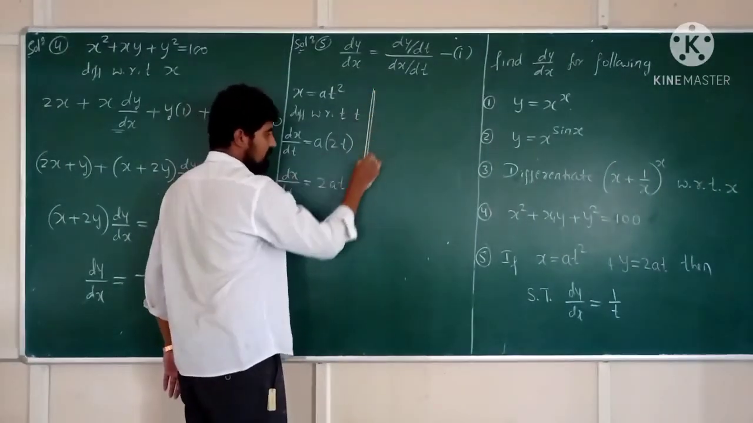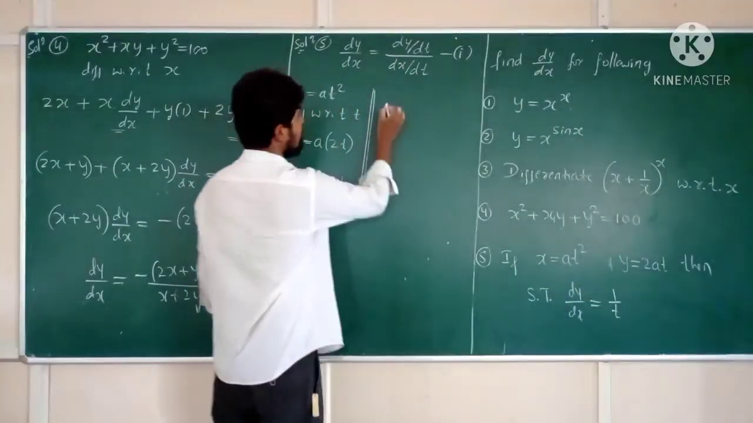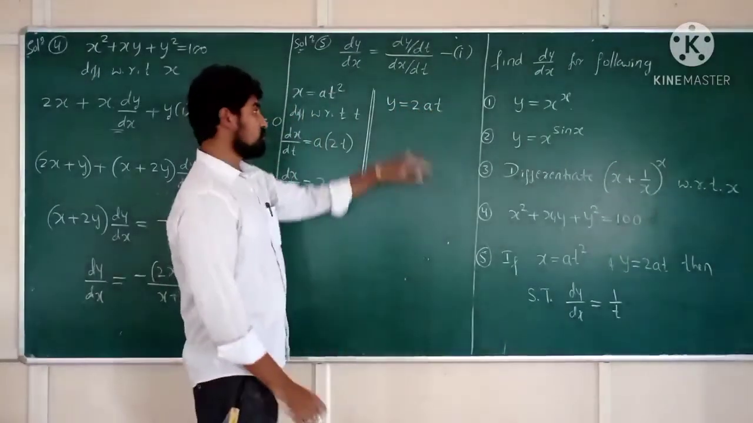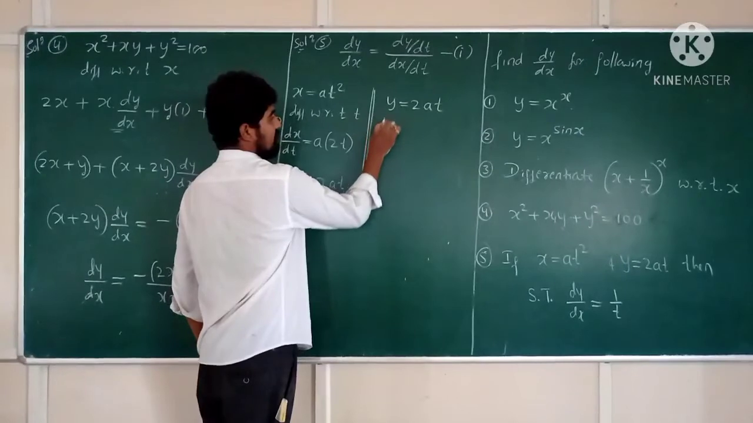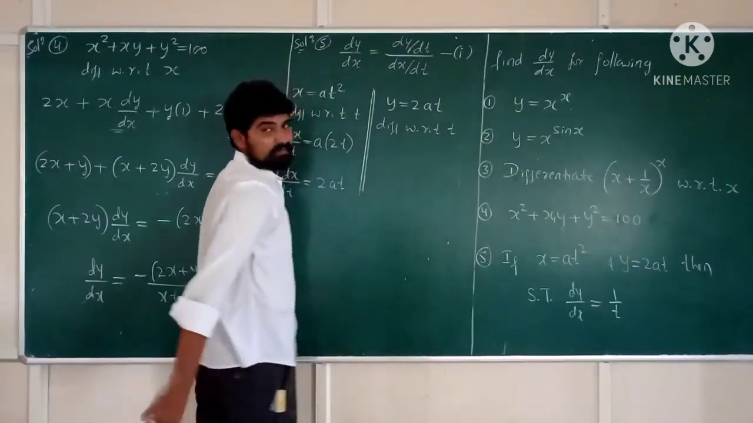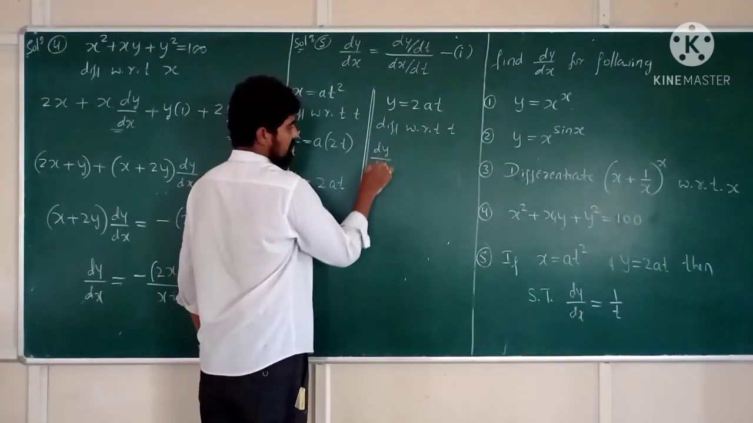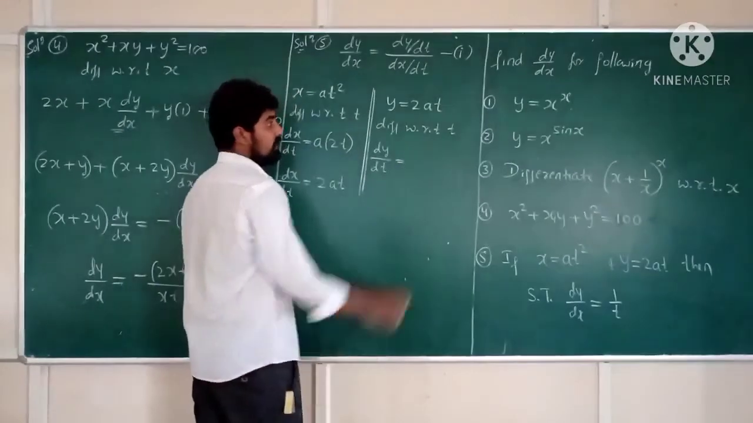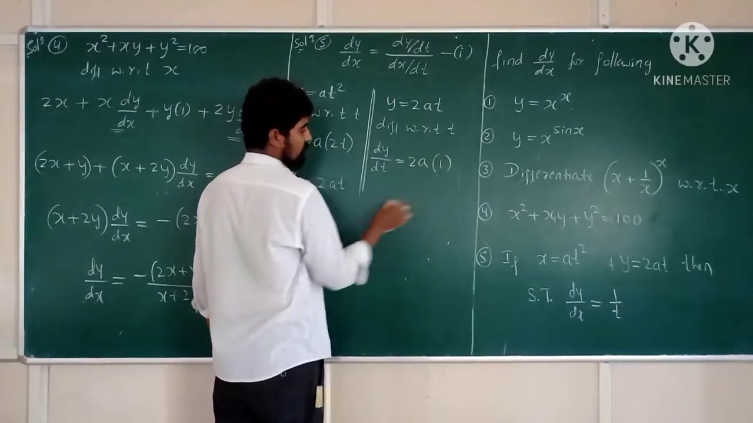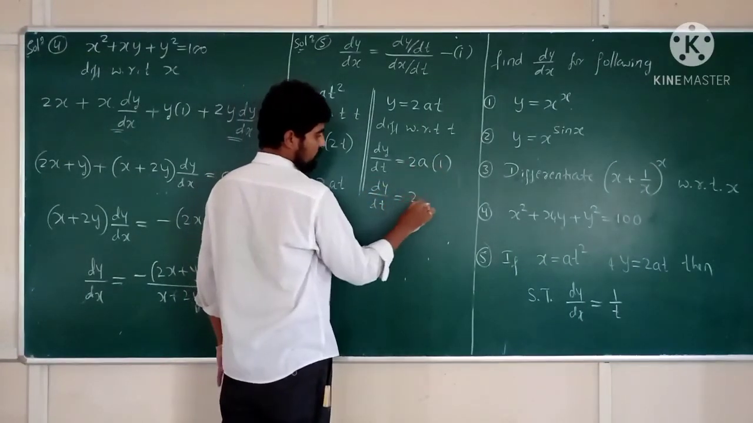Next, for dy by dt, it is given that y is equal to 2at. So y is equal to 2at. Here also y is a function of t. Therefore, differentiate with respect to t. Derivative of y with respect to t is dy by dt. 2a is constant. Derivative of t with respect to t is 1. Therefore, dy by dt is equal to 2a into 1 is 2a.